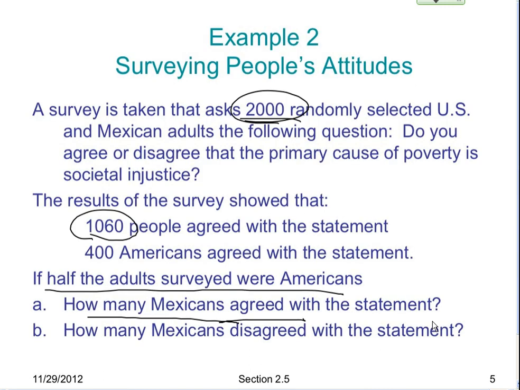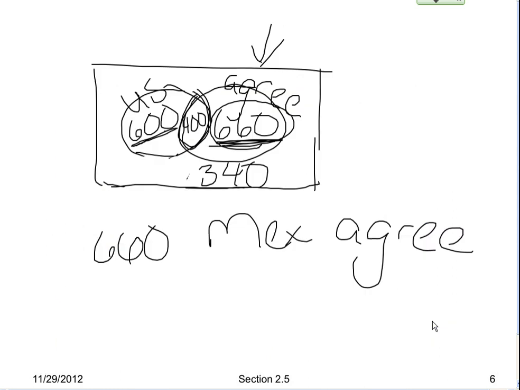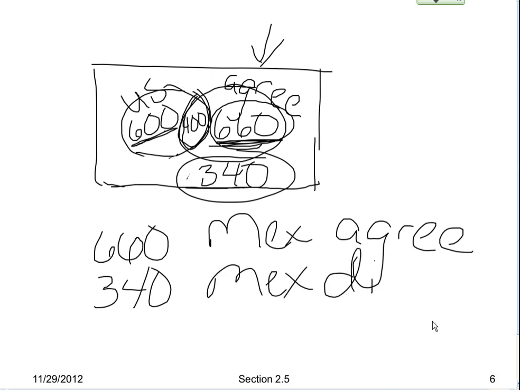And the last question, how many Mexicans disagreed? So they have to be outside of the U.S. circle, and they have to be outside of the agree circle. Well, the only number that's outside of both of them is 340. 340 Mexicans disagreed.